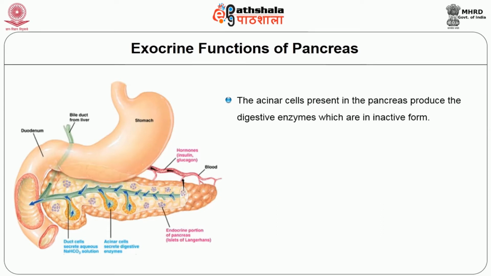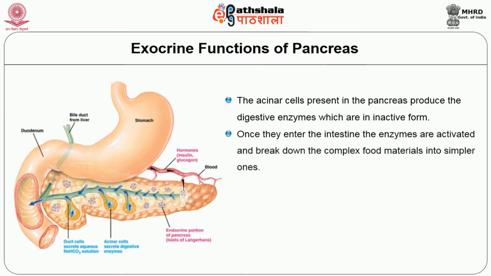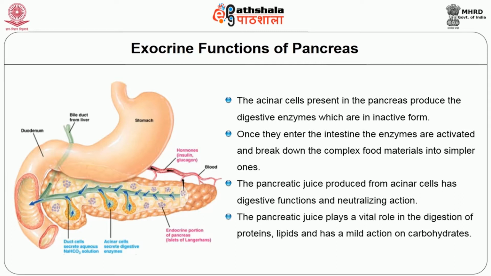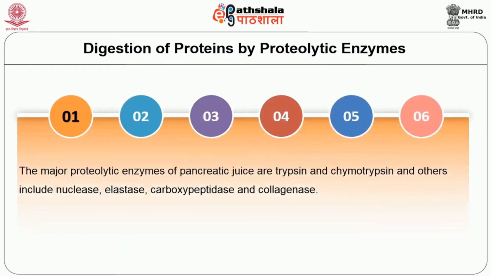The acinar cells present in the pancreas produce the digestive enzymes, which are in inactive form. Once they enter the intestine, the enzymes are activated and break down complex food materials into simpler ones. The pancreatic juice produced from acinar cells has digestive functions and neutralizing action. The pancreatic juice plays a vital role in the digestion of proteins and lipids, and also has a mild action on carbohydrates. The digestion of protein by pancreatic enzymes plays a very important role in breaking down the proteins.